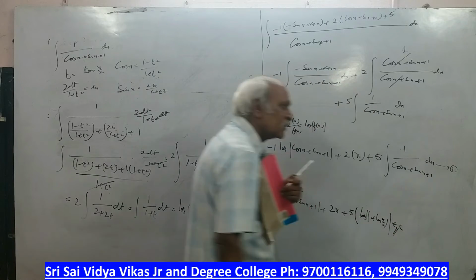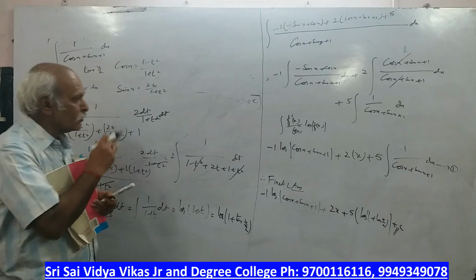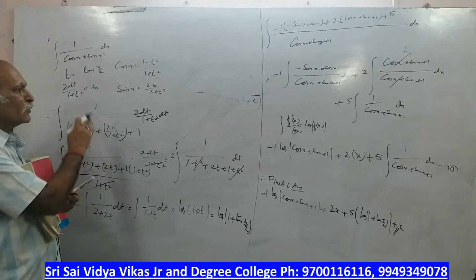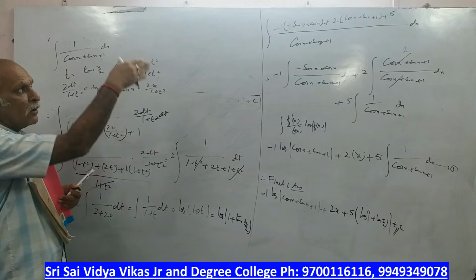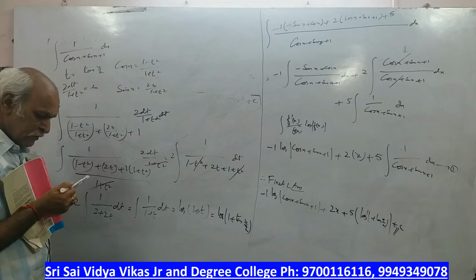plus constant. So why is it 7 marks? We have to use all the 3 methods. First we have to write t is equal to tan x by 2 and all the derivatives. Okay, please note this.